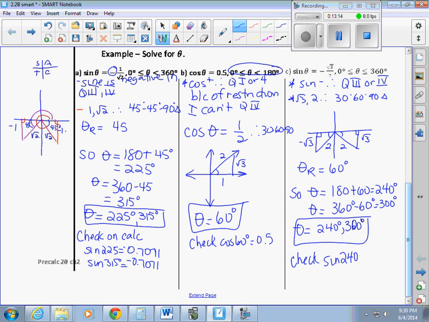If I check, sine of 240 is equal to negative 0.866, and sine of 300 is equal to negative 0.866. So always just throw in that check just to make sure you've used the right angle, in case you might have mixed it up and went, oh, that's a 30 degree. If you put in 210, sine of 210 isn't going to give you the same answer as you got.